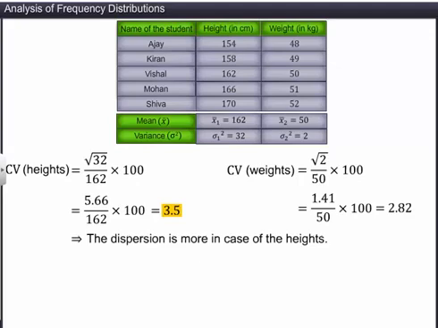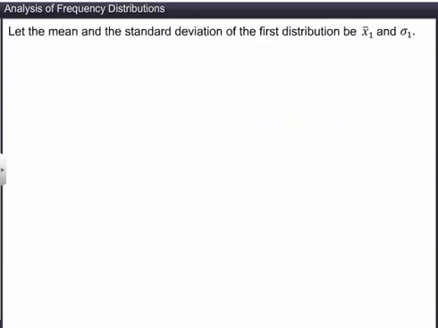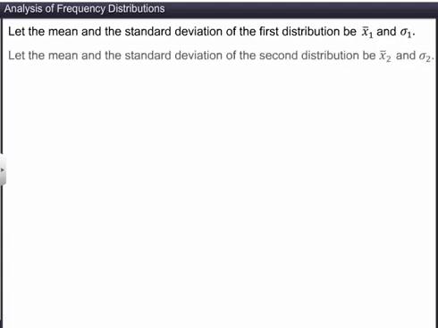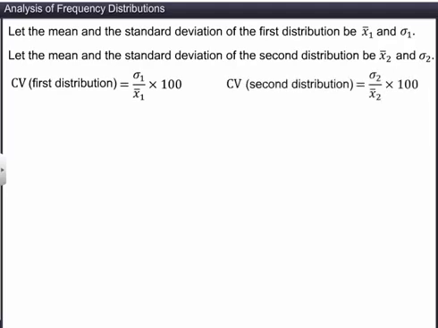Let's compare 2 frequency distributions with the same mean. Let the mean and the standard deviation of the first distribution be x1 bar and sigma 1. Let the mean and standard deviation of the second distribution be x2 bar and sigma 2. The CV of the first distribution is sigma 1 divided by x1 bar multiplied by 100. The CV of the second distribution is sigma 2 divided by x2 bar multiplied by 100.